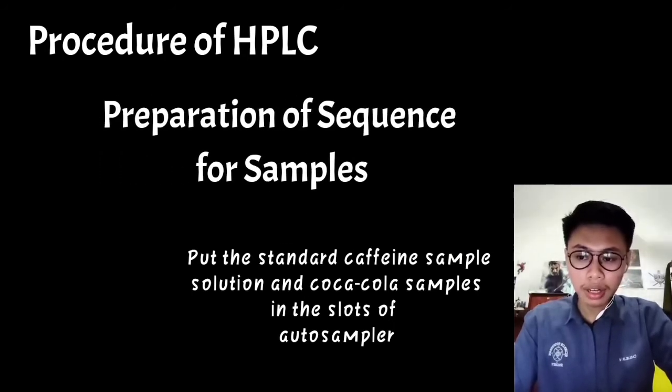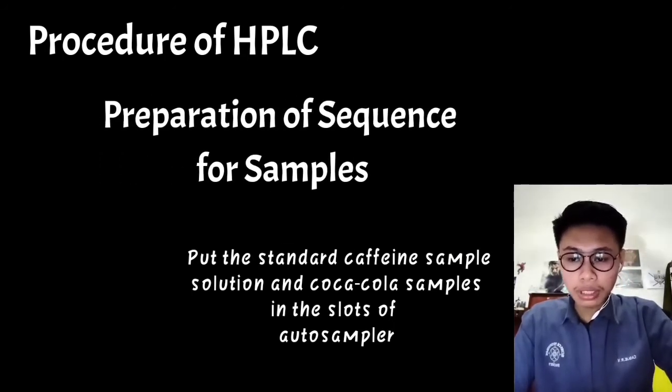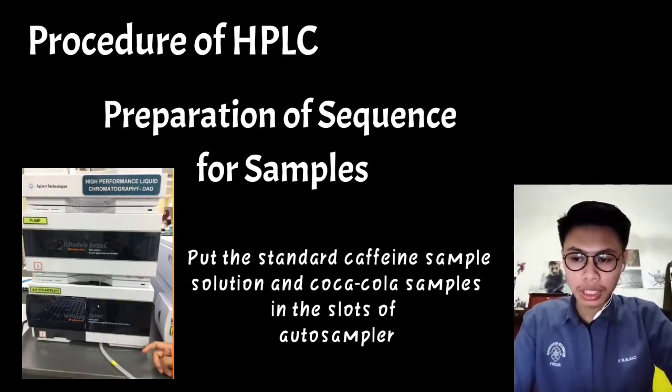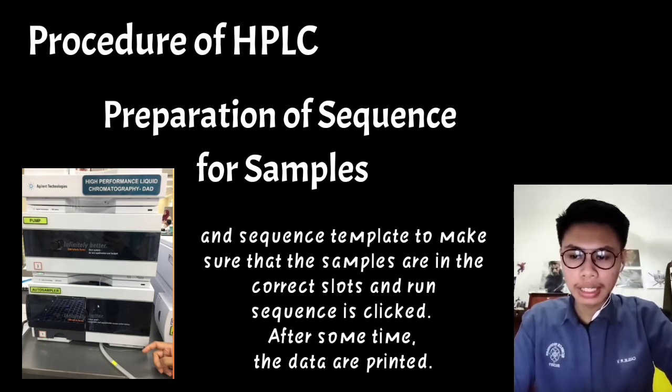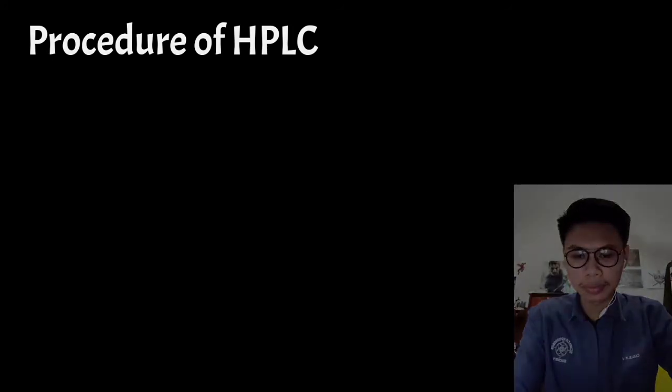For preparation of sequence samples, put the standard caffeine sample solution and Coca-Cola samples in the slots of the autosampler, and check the sequence template to make sure that the samples are in the correct slots. And run sequence is clicked. After some time, the data are printed.